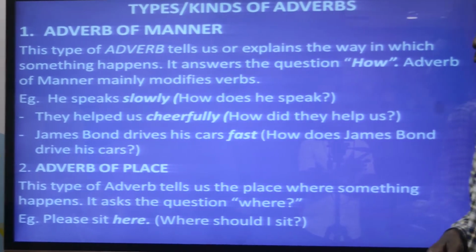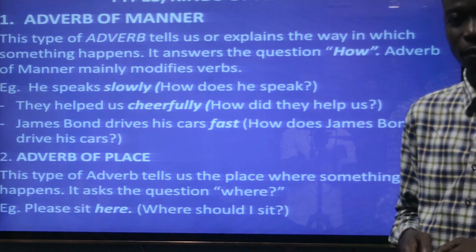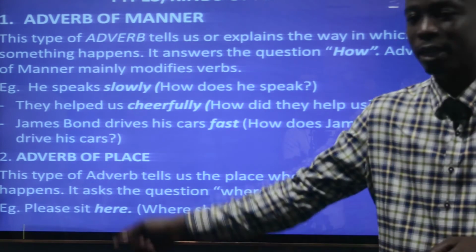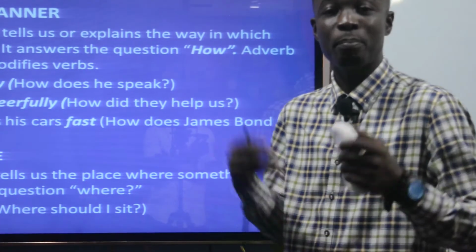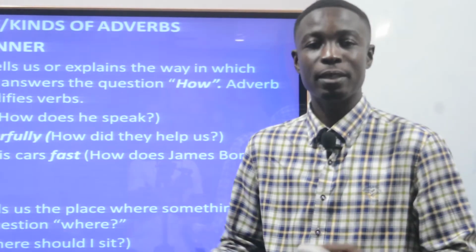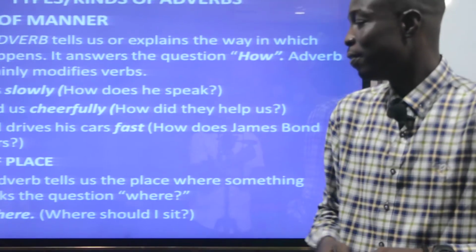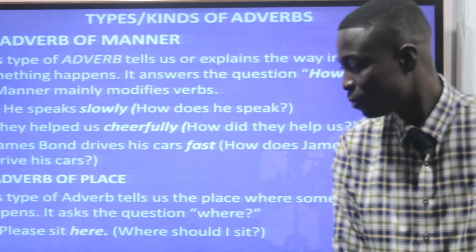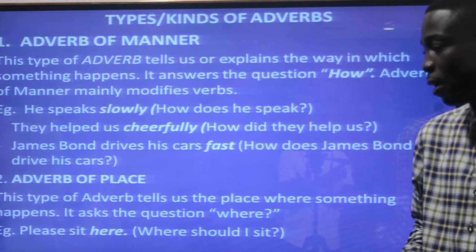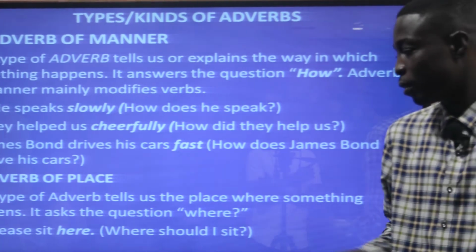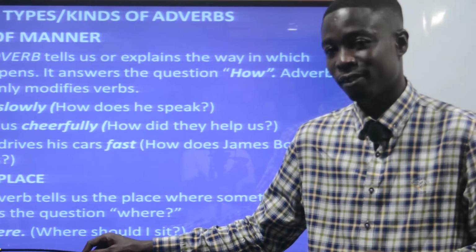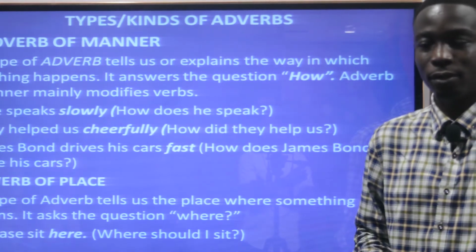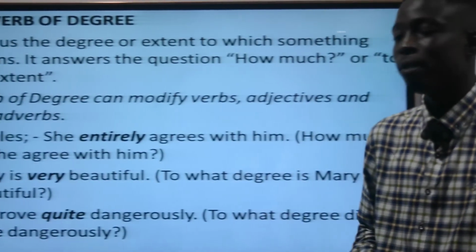Our second type is the adverb of place. This type of adverb tells us the place where something happens. And it asks the question, where? Examples, please sit here. Where should I sit? Here. Here is describing where the sitting should be done. And that is an adverb of place.